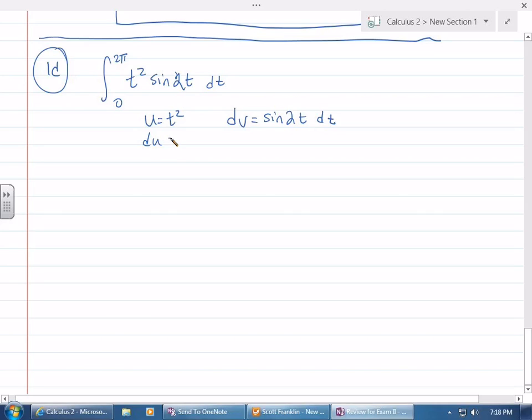Then du becomes 2t dt, and v is the integral of this, so it's actually going to be the integral of sine, which is negative cosine. The first one, then you do the second one, and then I've got to have a 1/2 to correct for the chain rule. That's all you need to do.